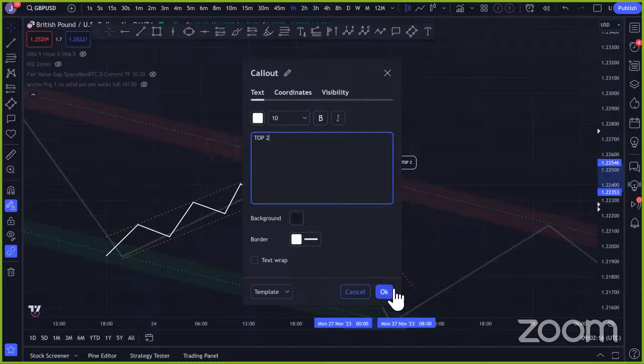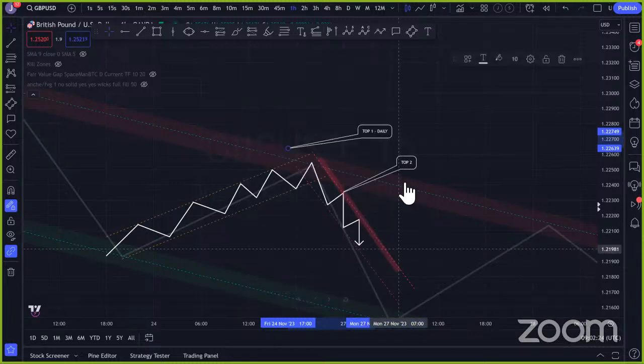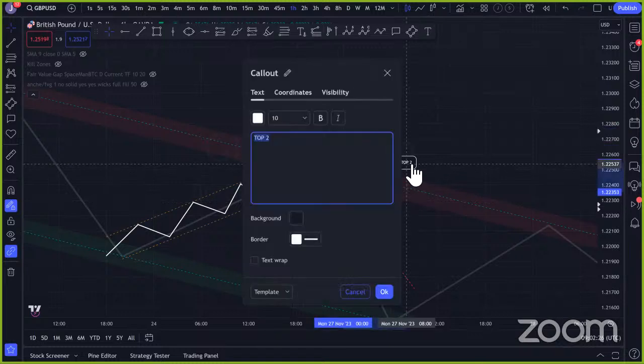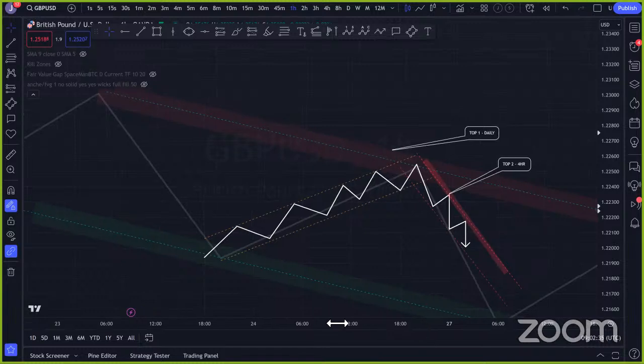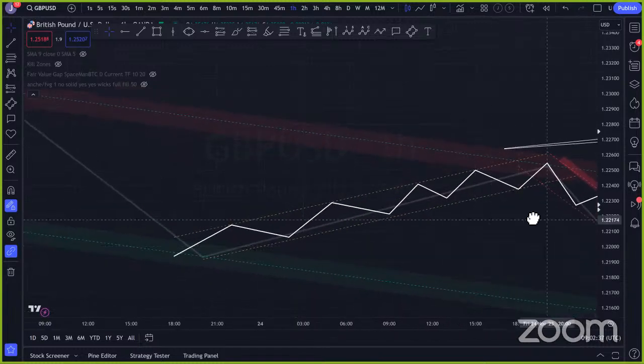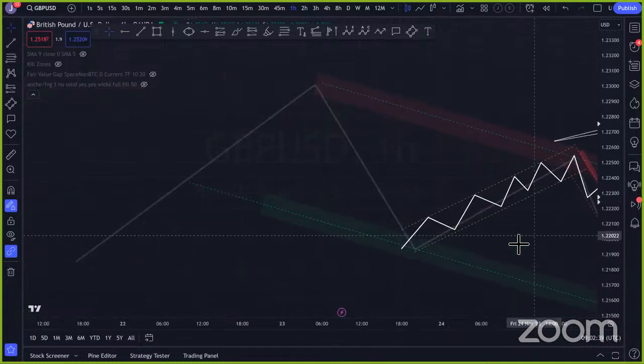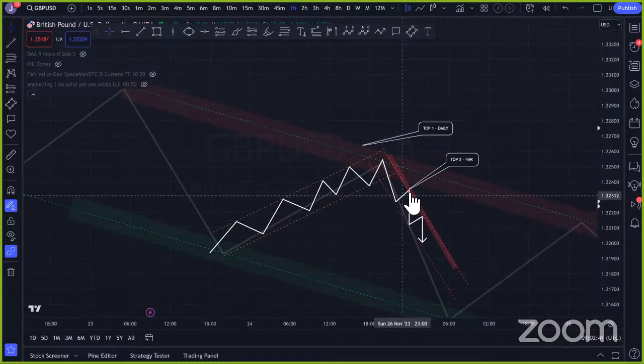So for argument's sake, let's put some time frames to this. For argument's sake, this could be the daily. And then this one here, for argument's sake, could be the 4-hour. And then let me explain something to you once again, because the market's a fractal. I'm taking up too much space. Inside here is the exact same thing happening again.